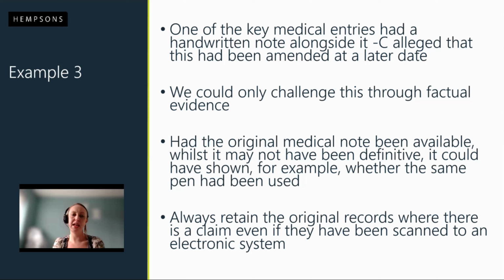So what we always say is, where possible, retain the original records, even if they've been scanned into an electronic system. We appreciate that's not always possible, because a lot of trusts are now scanning the handwritten notes and then the originals are destroyed. But if a claim is indicated and you do receive an indication of a claim, what should be happening is that any original records that are retained are not destroyed until conclusion of the claim. And that's just an example of where having the original medical records might have been helpful. So we do say that once a claim has been indicated, if it's possible, try and make sure that original records aren't destroyed.